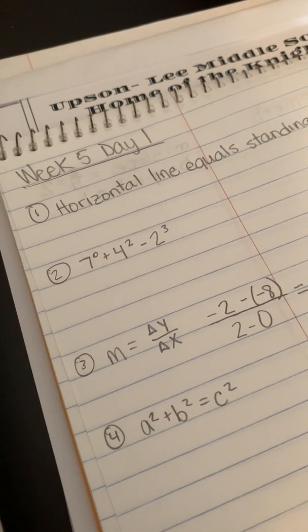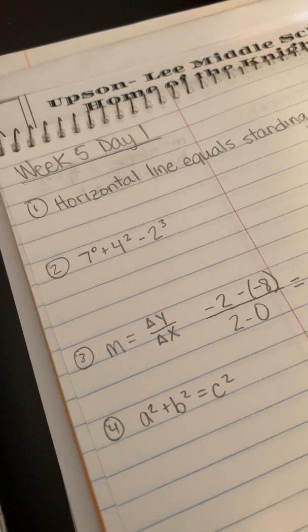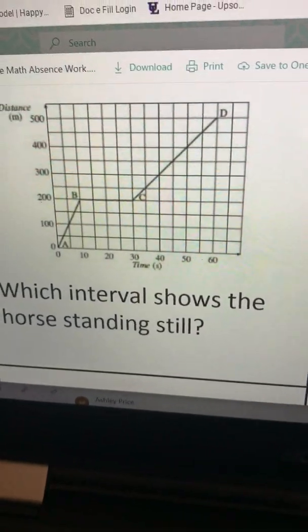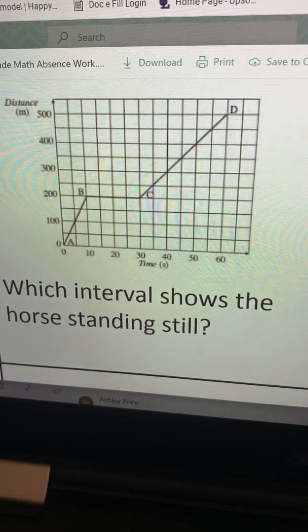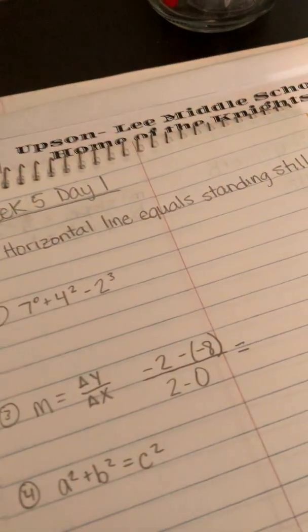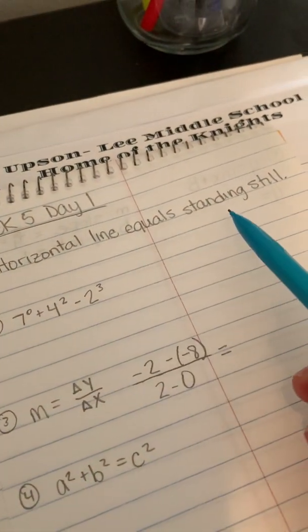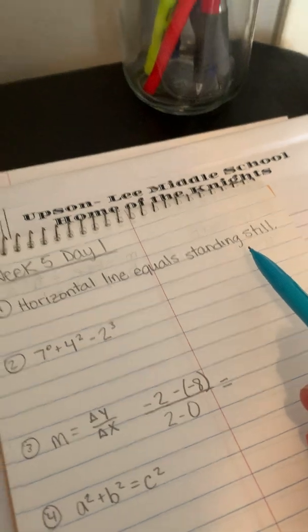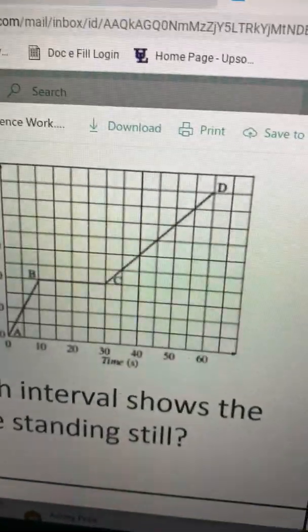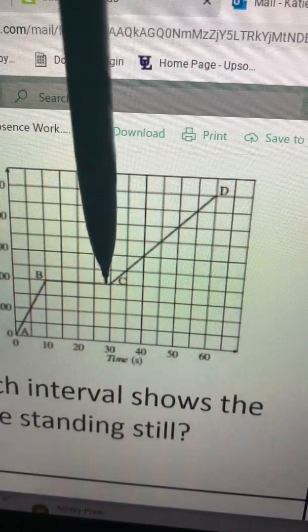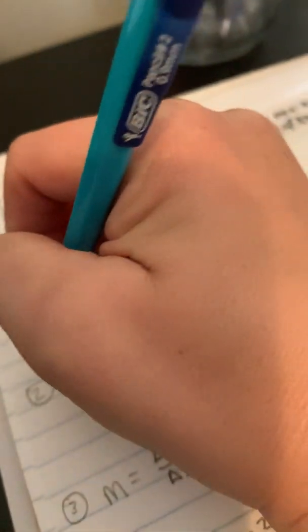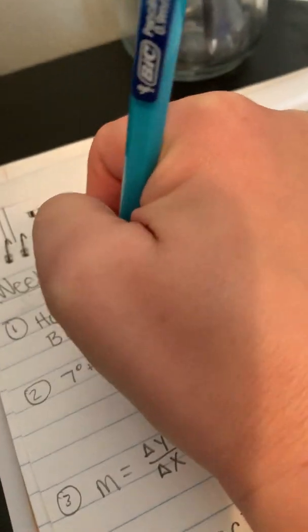Hey guys, we're doing digital learning week 5, day 1, and question number 1 is a distance time graph, and it says which interval shows the horse standing still. Well, on a distance time graph, a horizontal line is equivalent to standing still. So if we go back and look at the graph, the horizontal line is here between B and C. So that would be the interval in which the horse is standing still, between B and C.